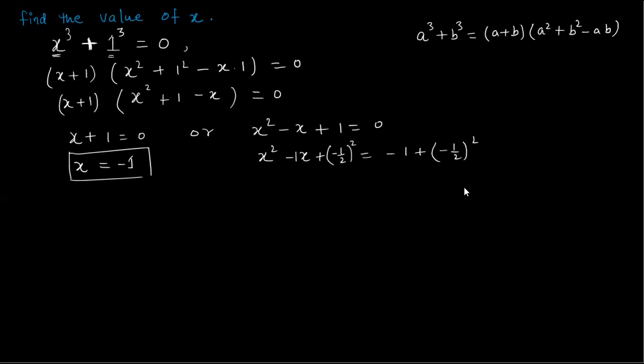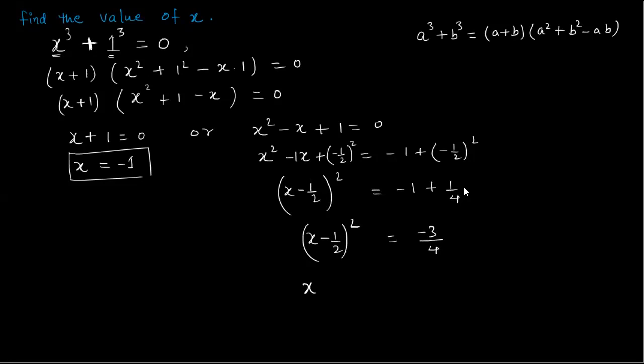So our left side becomes x minus 1 over 2 whole square, because we are using identity a square plus b square minus 2ab, and our right side becomes negative 1 plus 1 over 4. After solving this, we get minus 3 over 4, and this side is x minus 1 by 2 whole square.